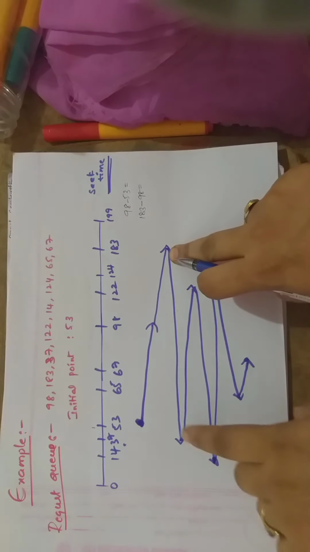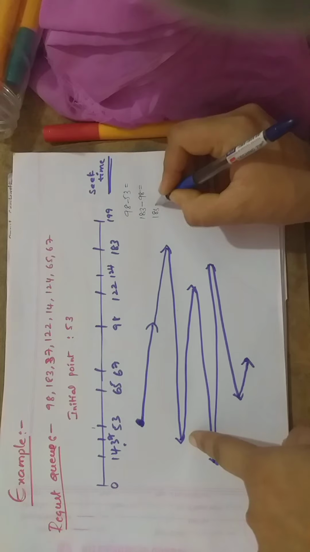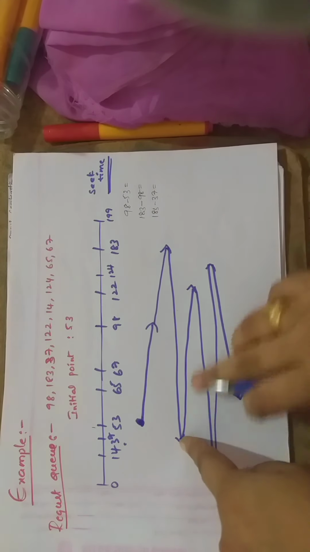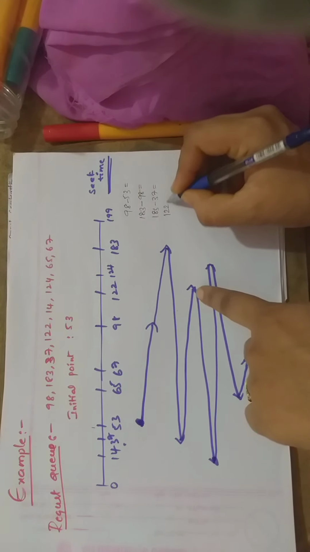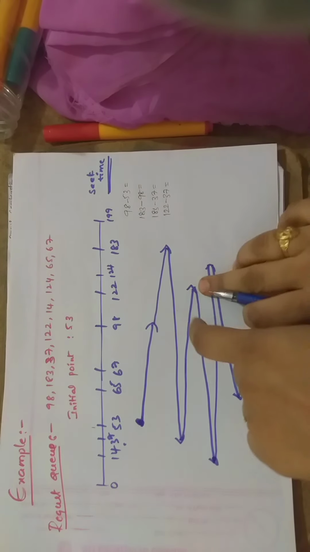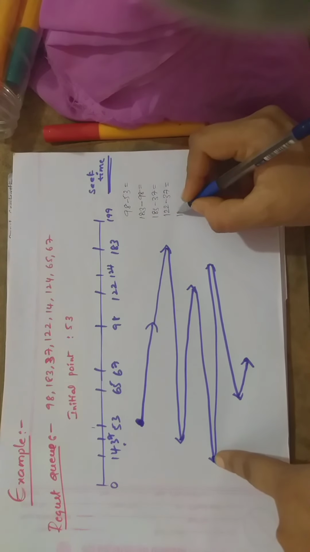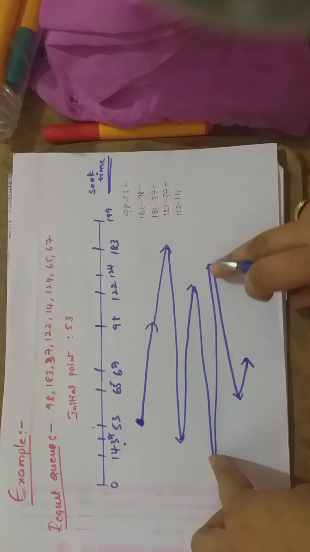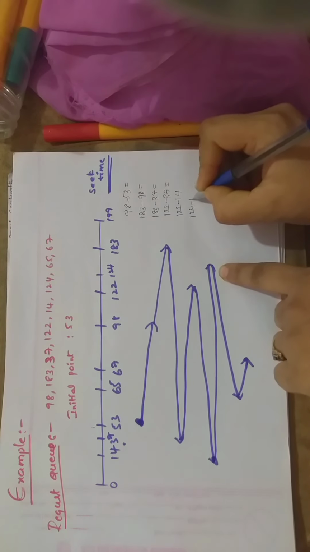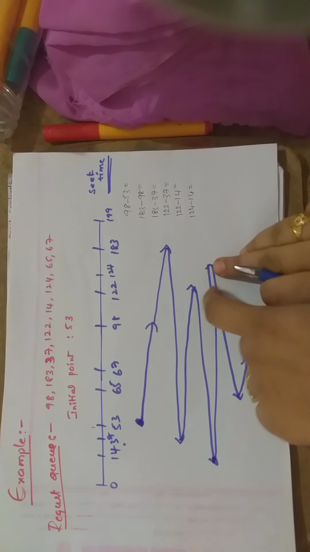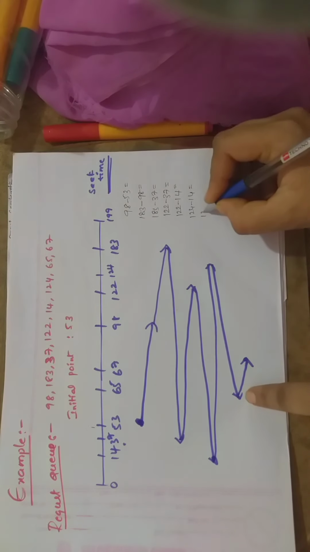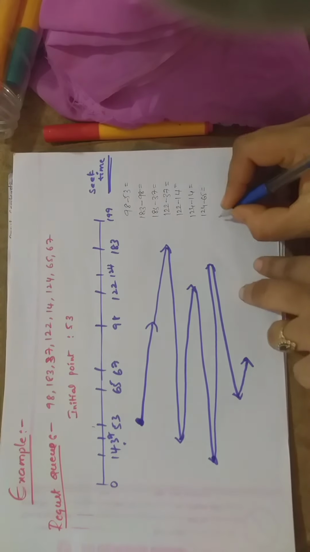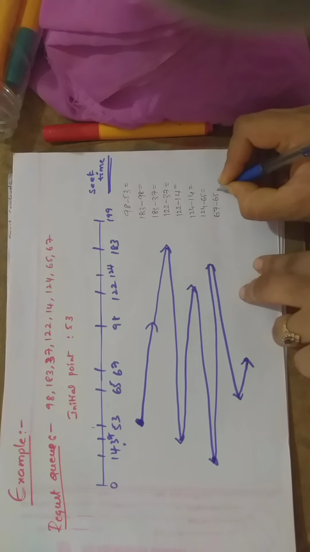Next, from 183 to 37, 183 minus 37. And next, from 37 to 122, means 122 minus 37. Next, from 122 to 14, 122 minus 14. And from 14 to 124, means 124 minus 14. Next, from 124 to 65, 124 minus 65. Next, from 65 to 67, 67 minus 65, this is 2.